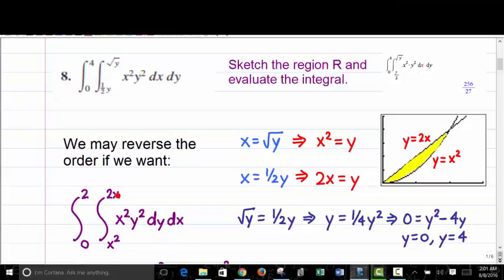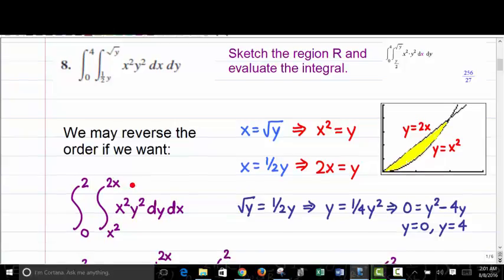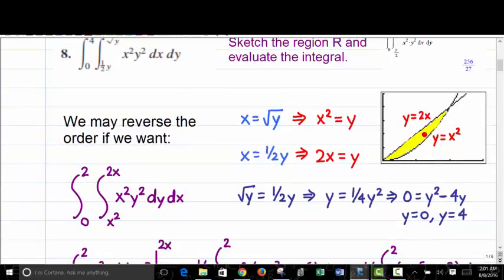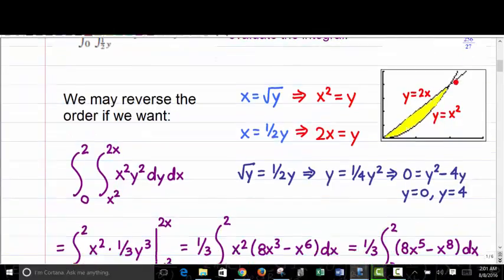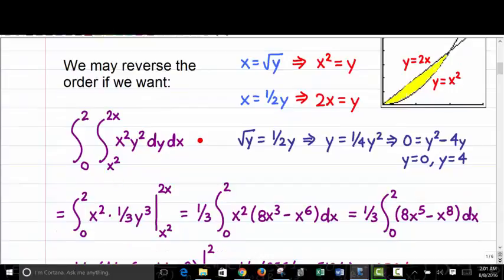That means the limits can be numerical also, but lower to upper, both of these are variable. They both change. Lower to upper, x squared on the bottom, 2x on top. And then on the x-axis, left to right would be 0 to 2. Outside must be numerical. And we already know from what I put in Maple up here that 256 over 27 is the right answer. So this setup I have here certainly better yield 256 over 27.